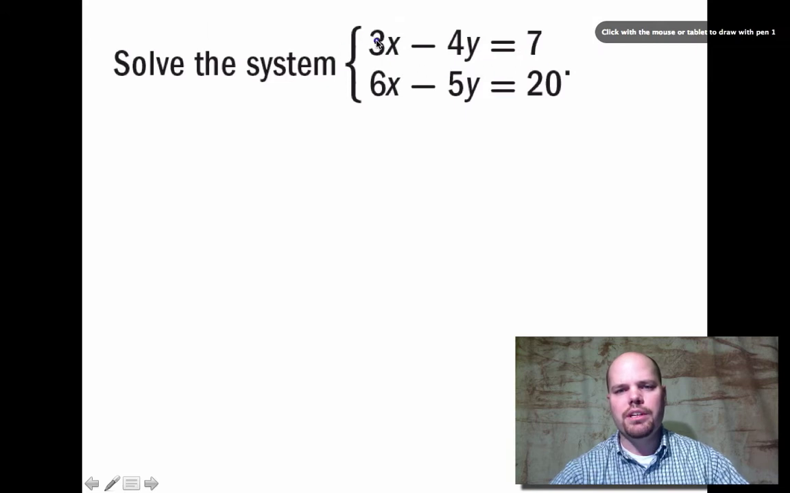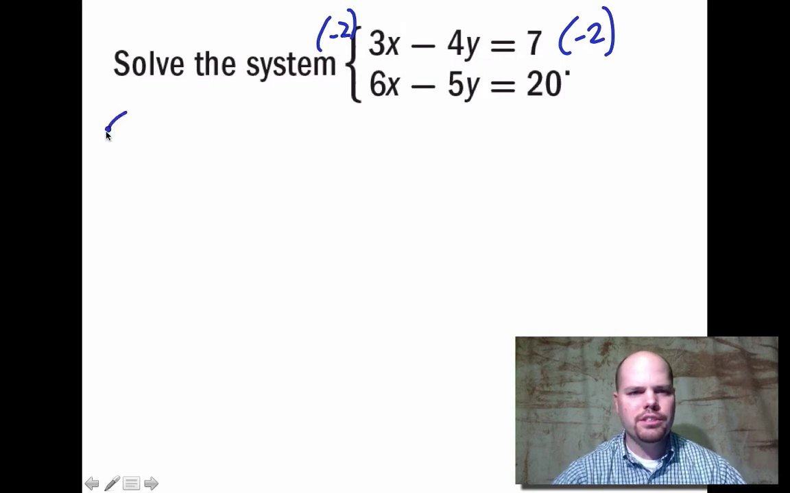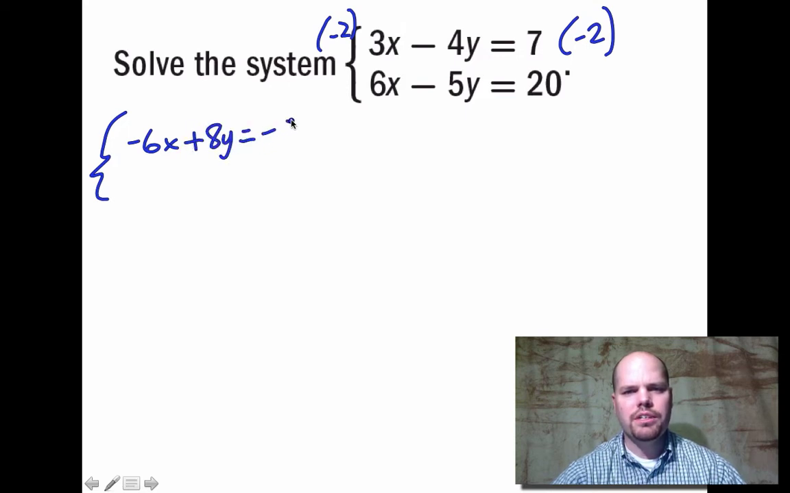So what you need to do is carefully choose something. We could multiply both of these numbers by something to get them to be opposites, but all we really have to do is multiply the top equation by -2 to make that -6x. So we multiply both sides by -2, and our new system is -6x plus 8y equals -14. The bottom one is going to just stay the same, 6x minus 5y equals 20.